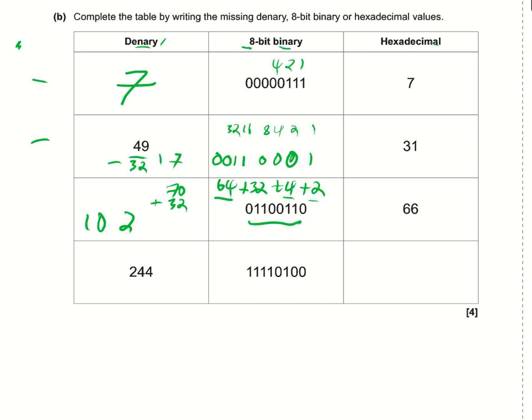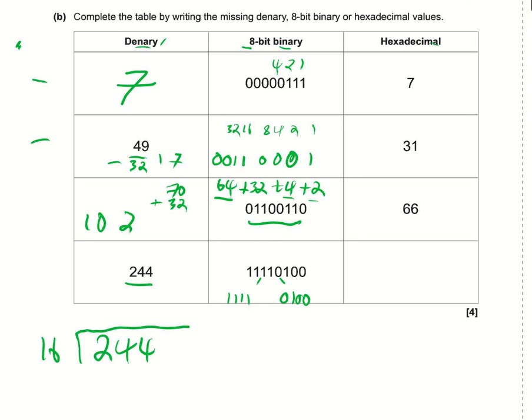Then finally, I've got the denary value here, an 8-bit binary here, and I need to turn that to hex. So I can either take 244 and divide it by 16, which is a bit of a mission, or I can use the binary hex trick, and if I split these up into 2 nibbles, and then I'll just work out what the binary value for each of these are.